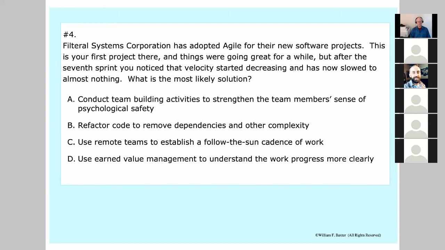Bravo. Bravo, very good. Refactor the code, yeah. So this is a dynamic you can almost expect. If you go through 7 sprint iterations, there's a good chance you're going to start accumulating some technical debt, and your progress is going to start to slow down. And once that happens, that's telling you it's time to start refactoring your code. So very good. On to number 5.